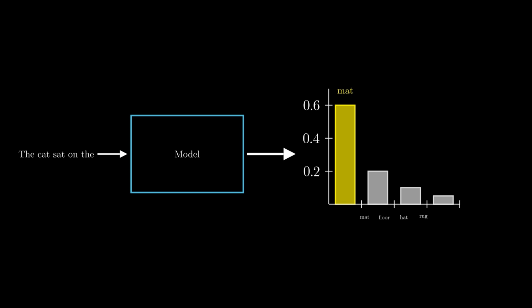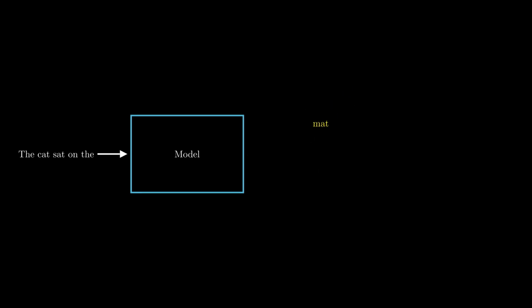So it selects mat, but the process doesn't stop there. If it did, we'd only ever get one word. This is where the magic happens. The model takes its own output and appends it to the original input. This is the feedback loop. The process is autoregressive, which is a technical term meaning it regresses or depends on its own previous outputs.